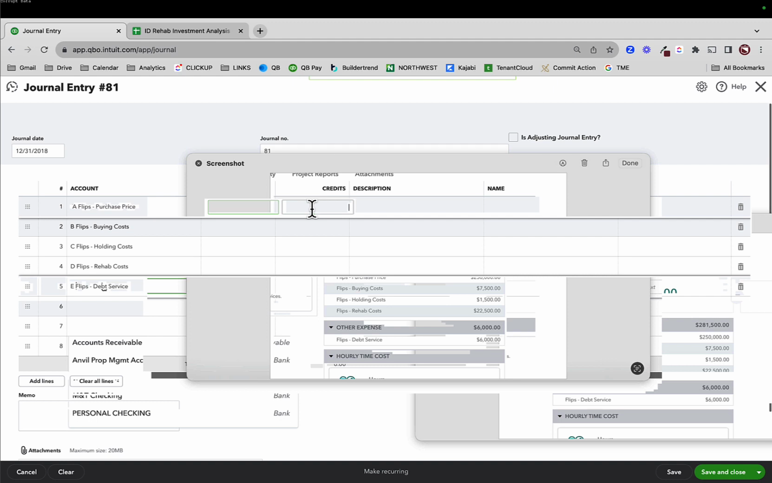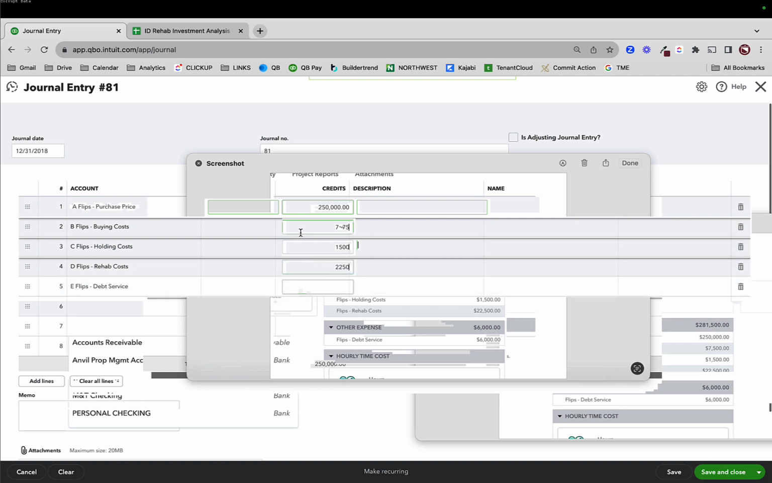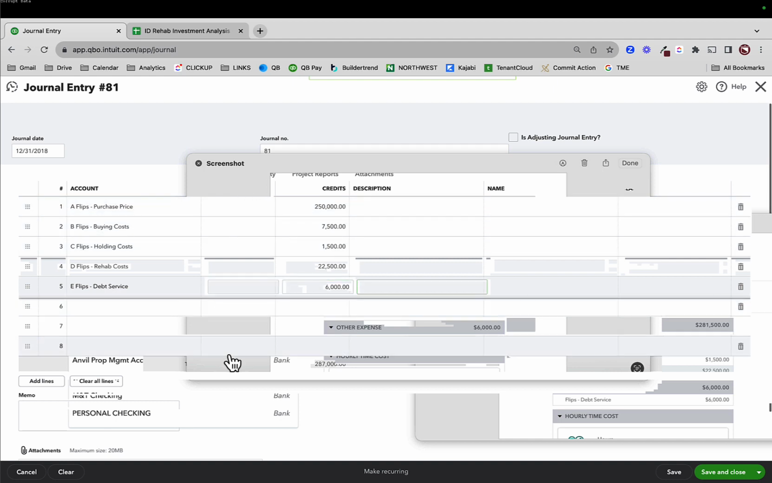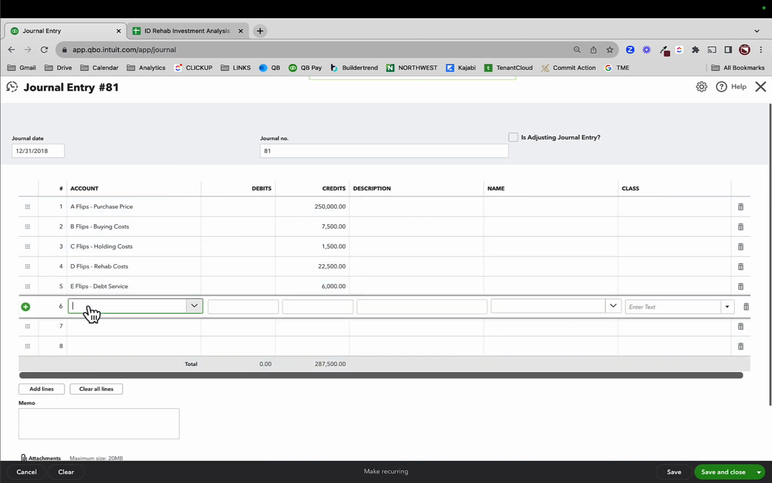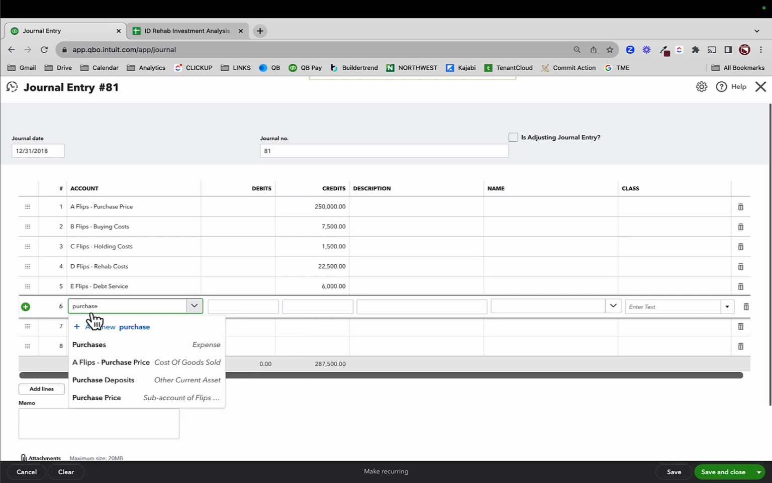So for my purchase price, I have $250,000. Buying costs, I have $7,500. Holding costs, $1,500. Rehab costs, $22,500. And debt service, I have $6,000. Okay, now where are we going to put all that? We're going to put it into my inventory items that we looked at the very start of this video.